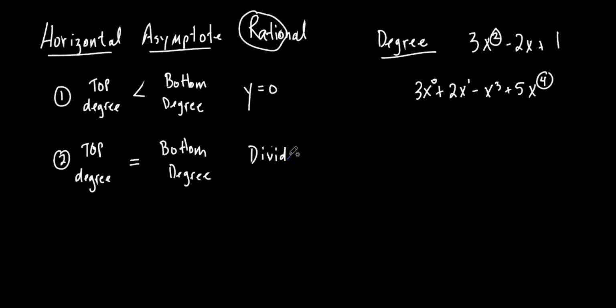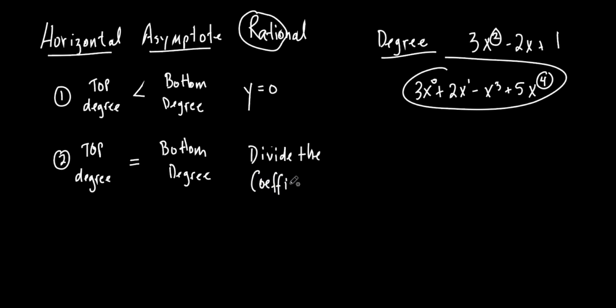When you're comparing them, you always choose the highest one. If there's multiple, you always choose the highest one from the top and the highest one from the bottom, because that would be the degree of it. So if this was the numerator, then the degree would be a 4, and if that was the denominator, then the degree would be a 2. So we're going to divide the coefficients, and that is going to give us the y, the horizontal asymptote. I'll show you that in a minute.